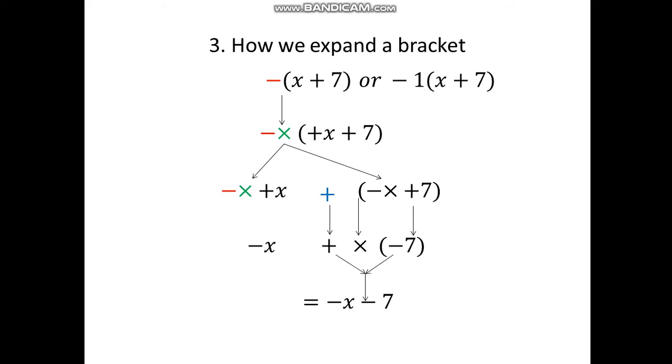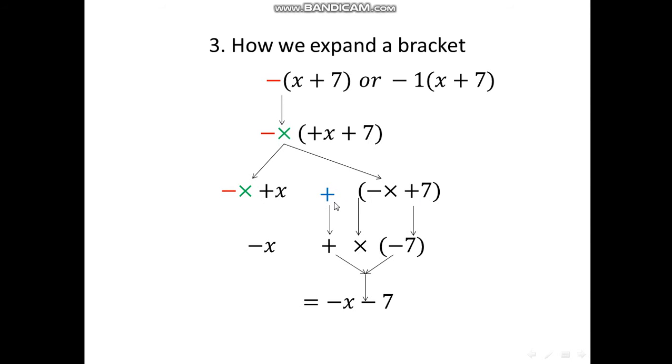So 1 is no value. You can put 1 here or you can put no 1, it is the same. So this expression is just like this expression here. But what's between them here is multiplication. So the minus is multiplied by all what's inside the brackets. So it's going to be minus multiplied by plus x and minus multiplied by plus 7.